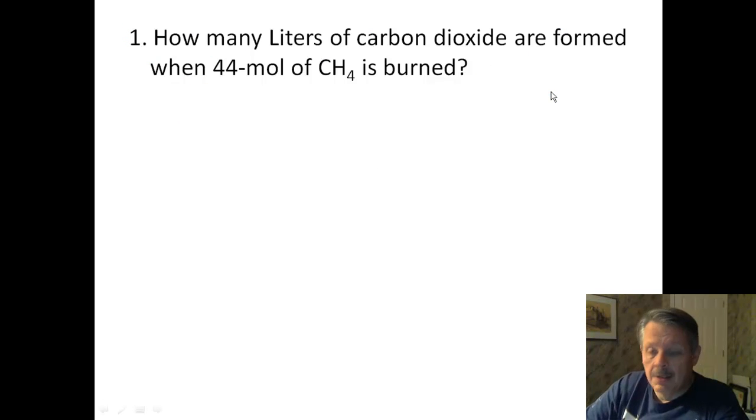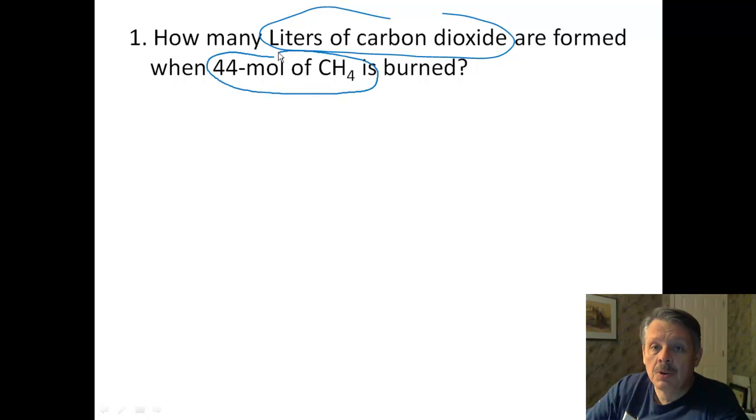All right, let's go ahead and give this a shot and see what happens. How many liters of carbon dioxide gas are formed when 44 moles of CH4 is burned? That's methane gas. So I need to start with CH4, and it's burned in oxygen, and it produces carbon dioxide, and it produces water.